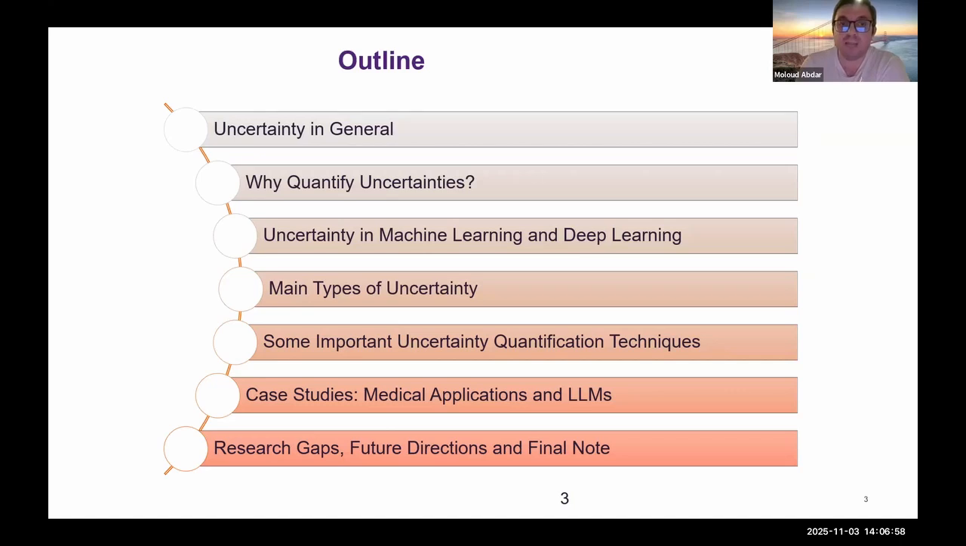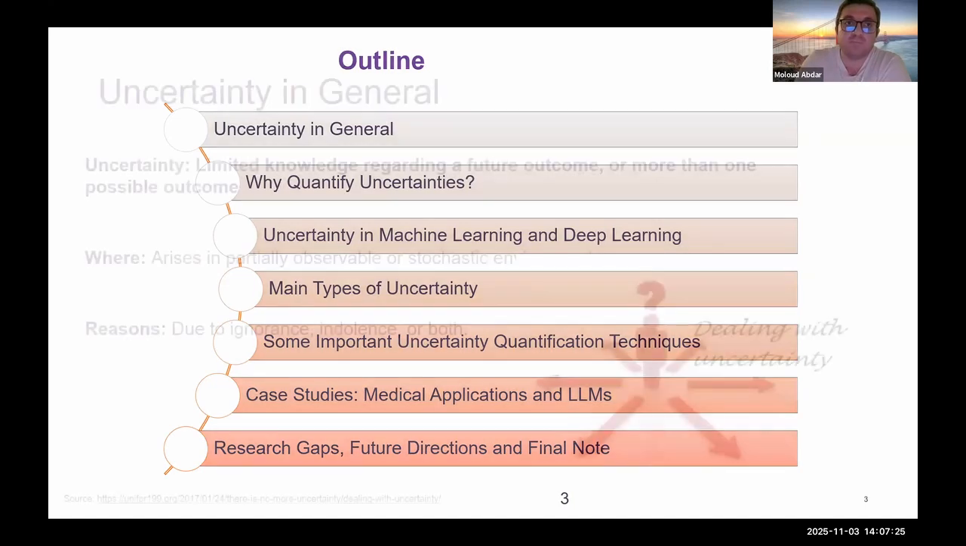Later on, main types of uncertainty will be discussed and some of the important uncertainty quantification techniques will be discussed. As I mentioned, I'm going to discuss a few case studies in medical applications and LLMs where we have used uncertainty quantification techniques. And finally, research gaps, future directions, and a final note will be the last part of the talk.